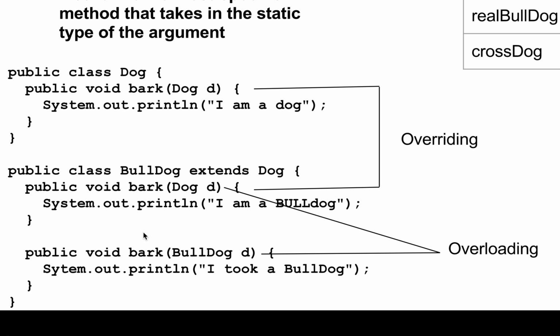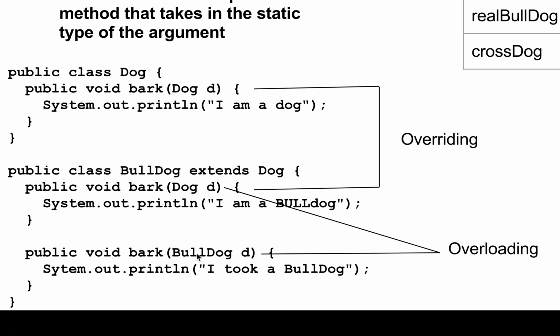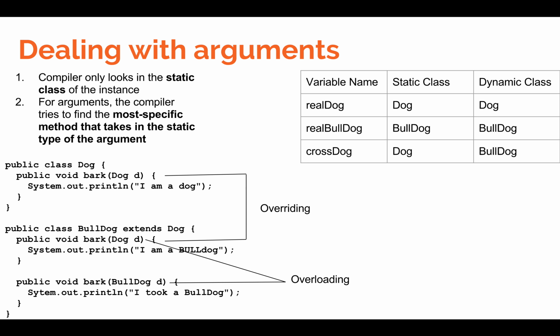This is called overloading. Within the same class, when you have multiple methods that have the same name, same return type, but different parameters, that is called overloading. Okay? Cool. Let's see what's going to happen now.